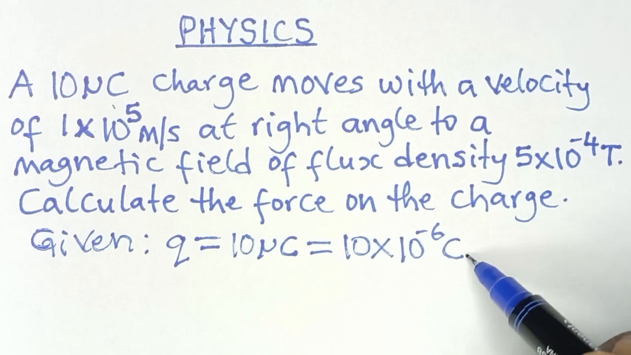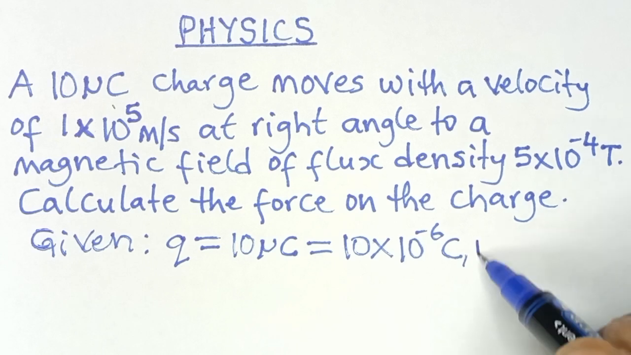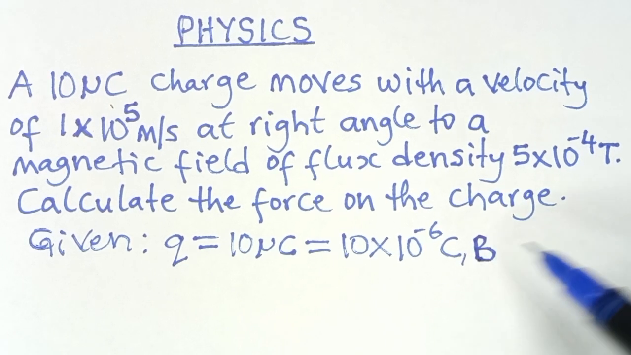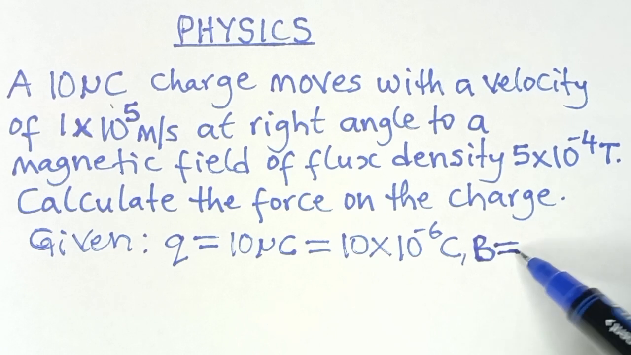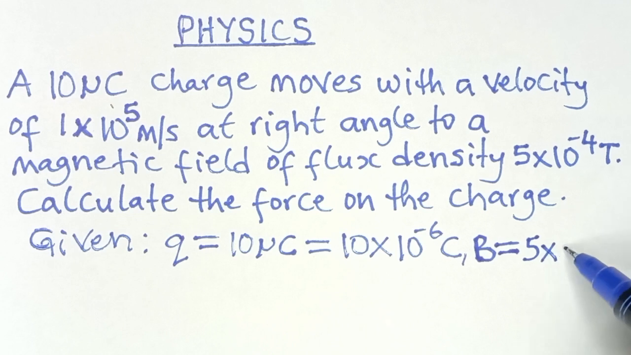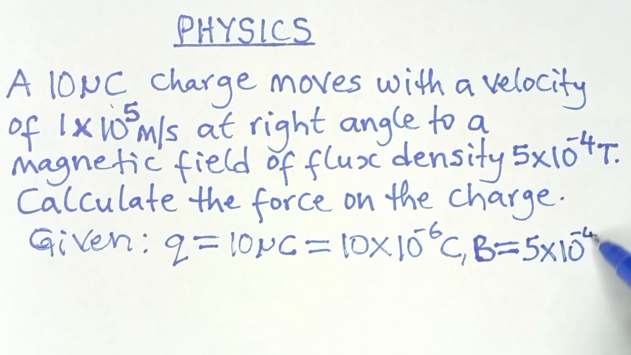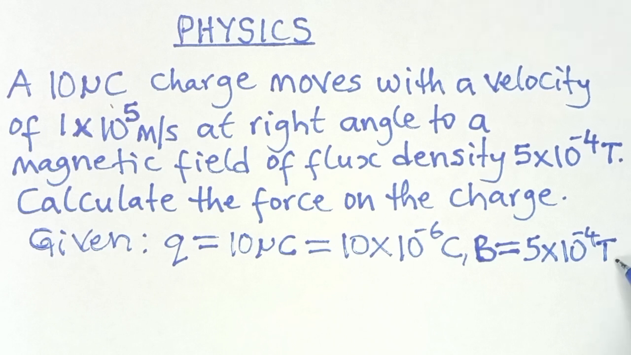And then the next thing we are given is the magnetic field, and that is given to us as letter B. Magnetic field is represented as B, that is the magnetic flux density. And that will be 5 times 10 raised to power minus 4 Tesla. So this is the magnetic field strength or density.